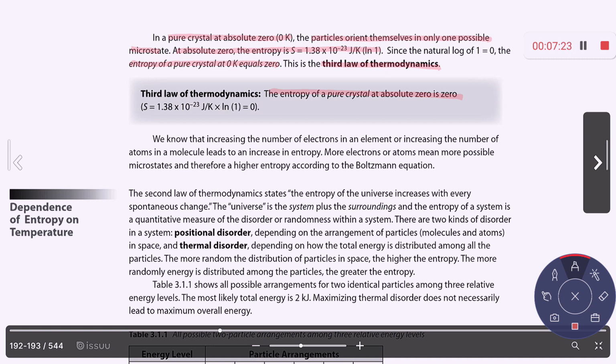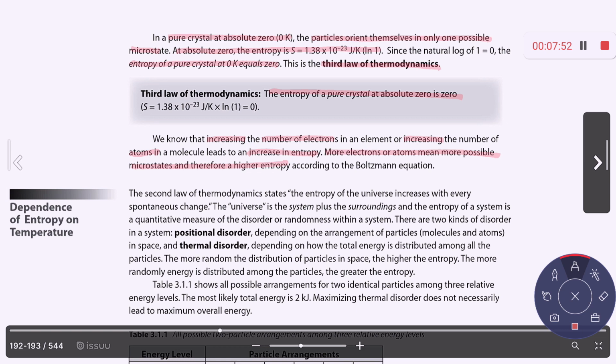You learned in a previous section that as we increase the number of electrons in something, or if you're increasing the number of atoms, which could cause more twists in certain bonds and more positions three-dimensionally that those atoms could occupy, we are increasing entropy, okay? So the more electrons or atoms, the more possible microstates, and therefore the higher entropy based upon Boltzmann's equation.